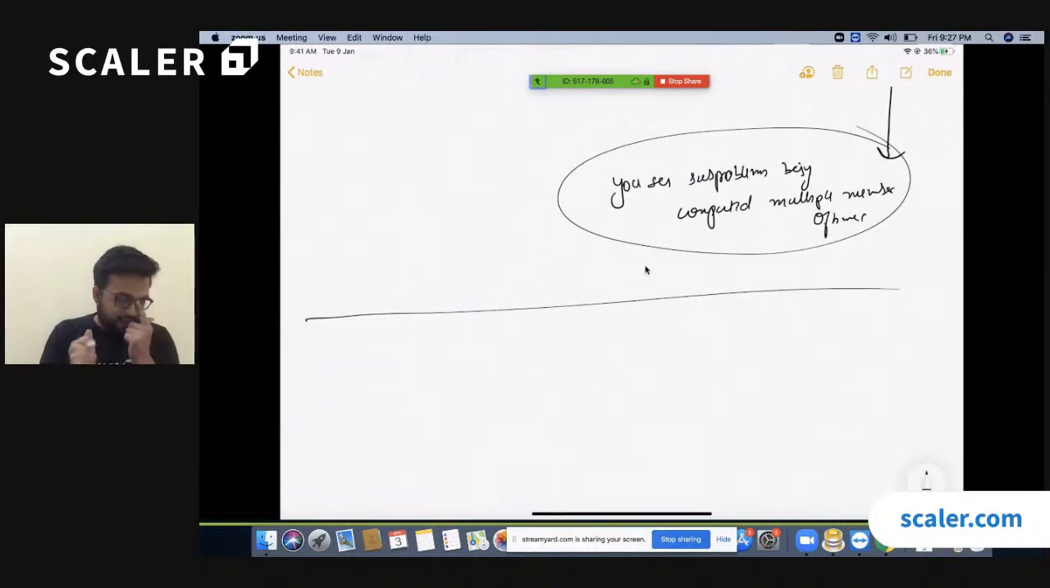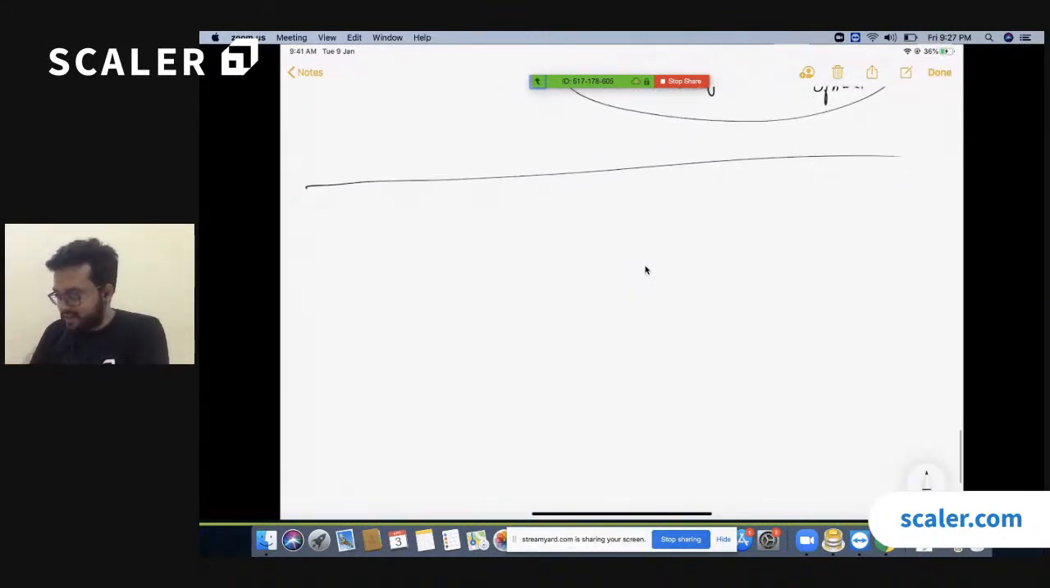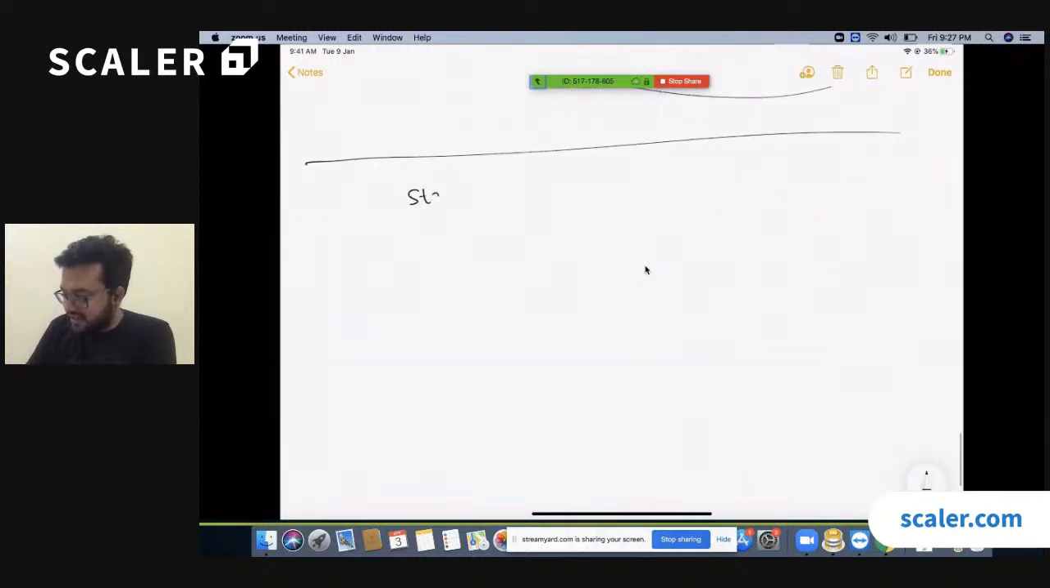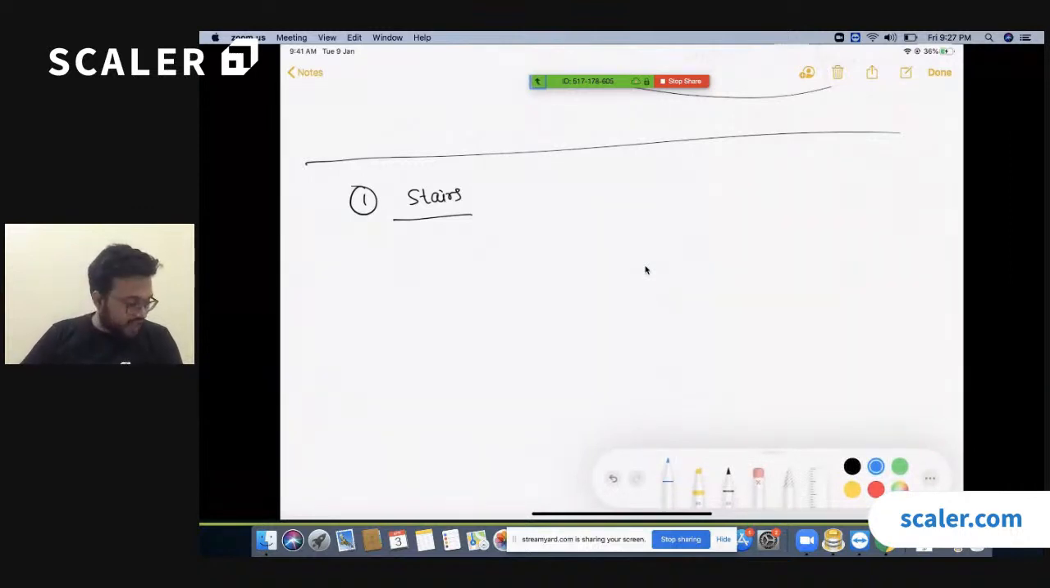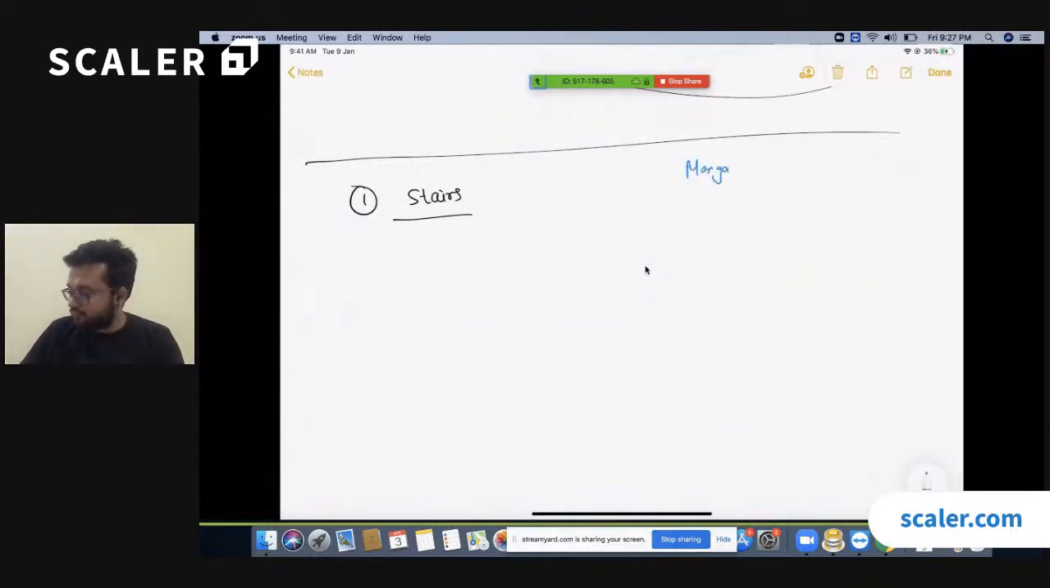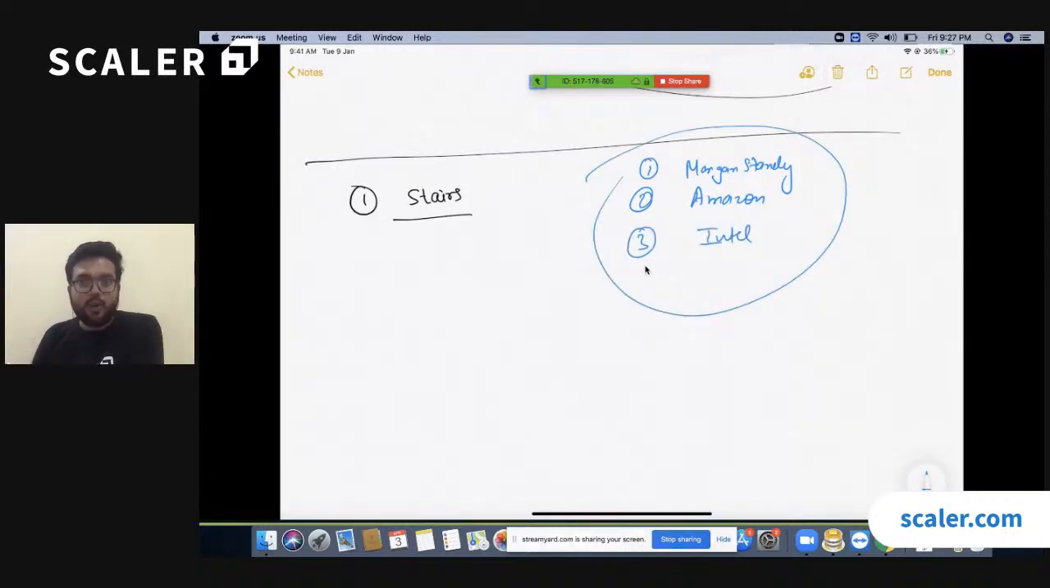Okay. The very first problem that I would want to discuss with you guys is called the problem of stairs. This is a problem that is actually asked in several product companies. This problem was asked at Morgan Stanley, at interviews of Amazon, and also at interviews of Intel. Just by looking at the companies that have asked this problem, you would have gotten an idea that this happens to be a very interesting application of dynamic programming. Okay, cool. Let's define the problem.